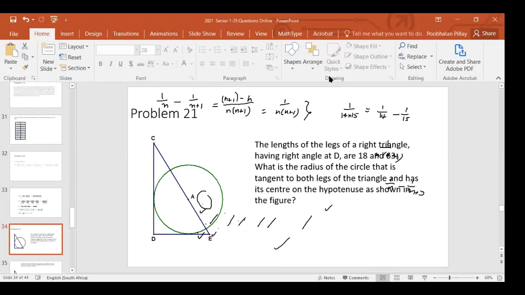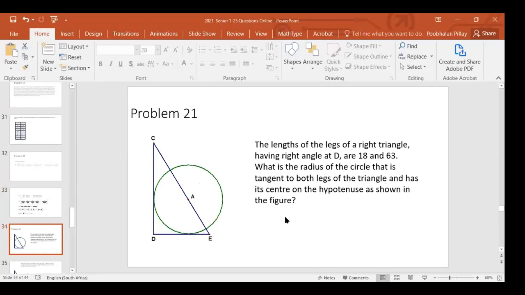So we're now at problem number 21. Okay, the lengths of the legs of a right triangle. Right triangle is a right angle triangle. Sometimes some people call it right triangle. You should call it right angle triangle. Otherwise, you'll have a right triangle, a left triangle, and a wrong triangle. Okay, so it's a right angled, having right angle at D, the length of the legs. So these are called legs. So one of them is 18, which is that smaller one, and this is 63.